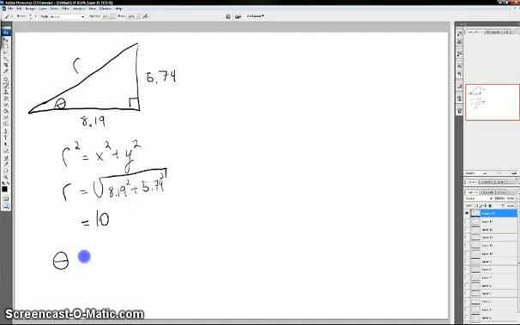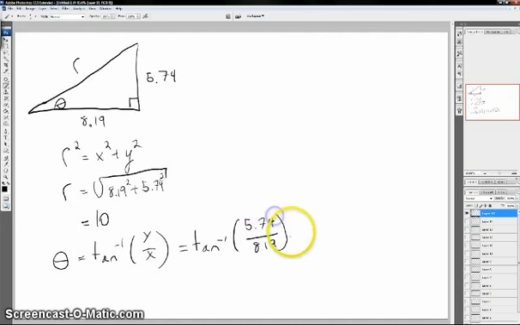And I can find theta by using the following equation, which is the inverse tangent, also called the arctangent, of y over x is equal to theta. So I can plug that in. You can find this on your calculator by pressing shift or second and then the tangent button. The y value is 5.74, x was 8.19, and if I plug that into the calculator, I'm going to get 35 degrees. So you can see that using this method, we got back the same values we started with.